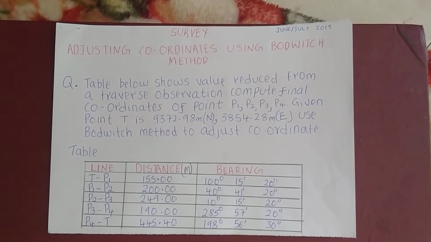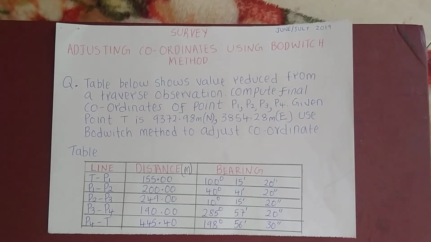In today's tutorial, I'll show you how to adjust coordinates using Bowditch's method. We have a question that says the table below shows values reduced from a traverse observation. Compute the final coordinates of points P1, P2, P3, P4, given point T is 9372.98 meters north and 3854.28 meters east. Use Bowditch's method to adjust the coordinates.